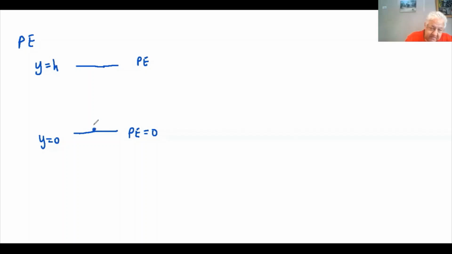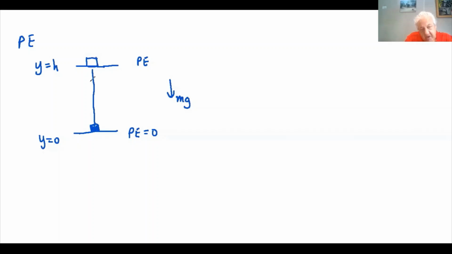Now the point is this. If I take an object from here, in order to lift it, I have to do work against gravity. Gravity is pointing downwards, mg, so I must do work against gravity to lift it to here.